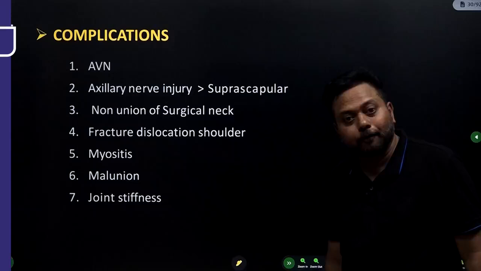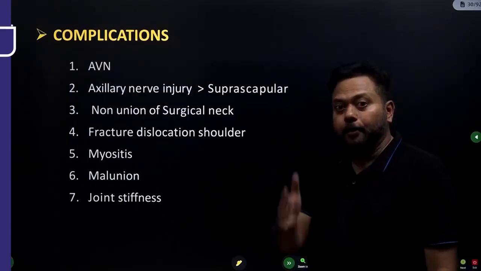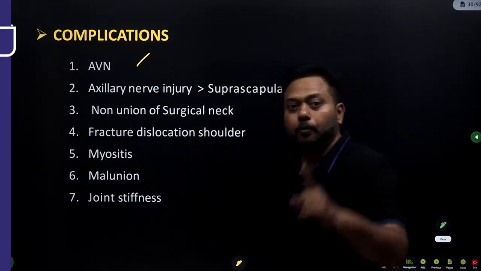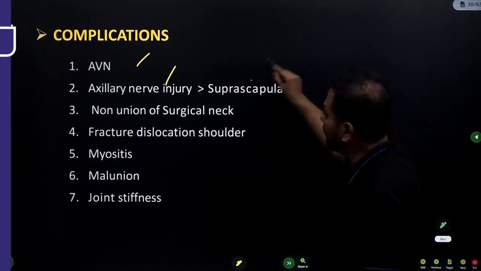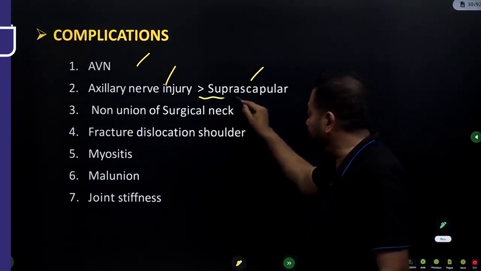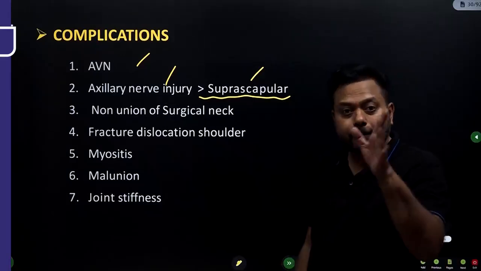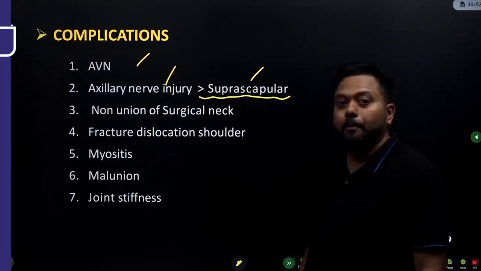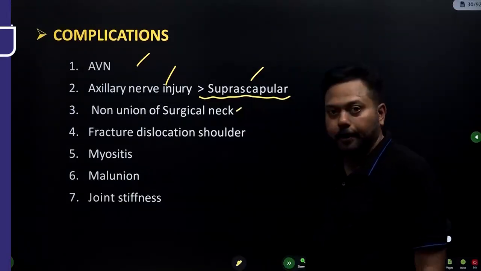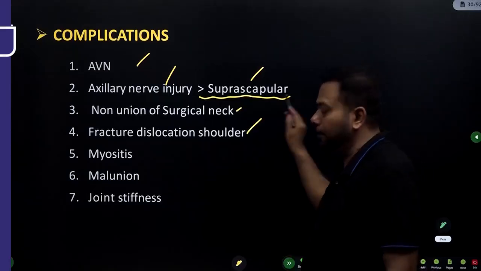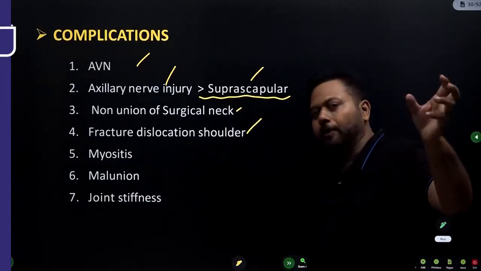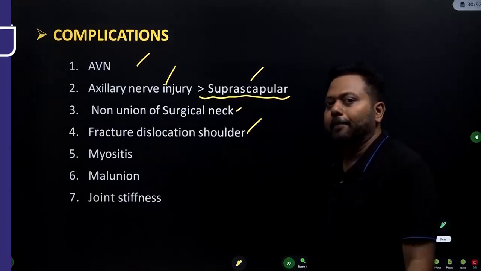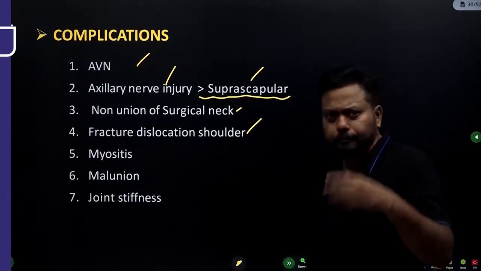Coming to complications of proximal humerus fracture, the dreaded complication is avascular necrosis. The most common nerve that is involved is the axillary nerve. The second common nerve that is involved is the suprascapular nerve. Very important. This is from Campbell. The third important complication is non-union of the surgical neck. The fourth important complication is fracture dislocation. I told you in a 2-part fracture, especially if the greater tuberosity is avulsed, mostly that will be associated with shoulder dislocation.